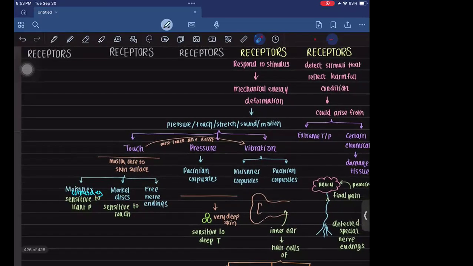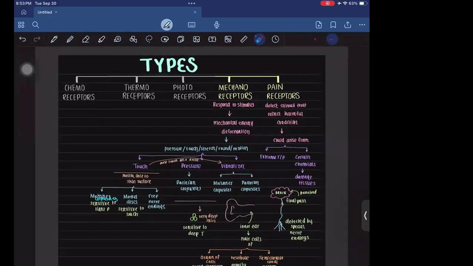So what are we learning here? Listen carefully. What will mechanoreceptors detect? They detect stimuli arising as a result of mechanical energy deformation. What are the types of mechanical energy deformation? Pressure, touch, stretch, sound, motion. Based on them, there are three types of mechanoreceptors in the human body: touch receptor, pressure receptor, and vibration receptor.